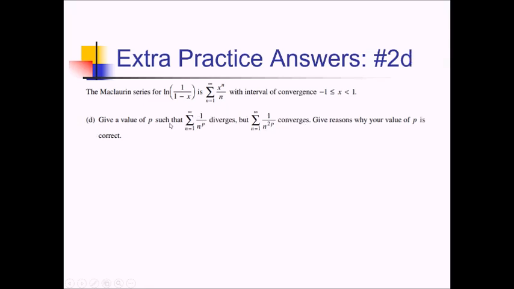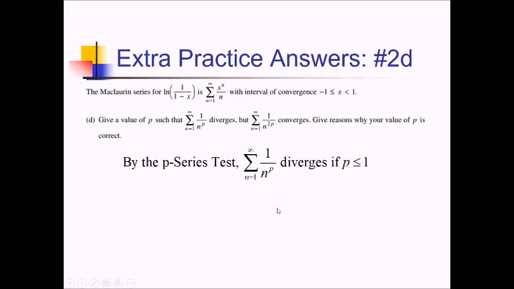For this last part of the problem, which is kind of like part C, they want a p-value such that 1 over n^p diverges and 1 over n^(2p) converges. Well, by the p-series test, taking a look at both of these, 1 over n^p diverges if p is less than or equal to 1. So we need a p-value that's less than or equal to 1 to make this first series diverge. At the same time, by the p-series test, 1 over n^(2p) is going to converge if this 2p exponent is greater than 1. So to converge, we need p to be greater than 1/2.